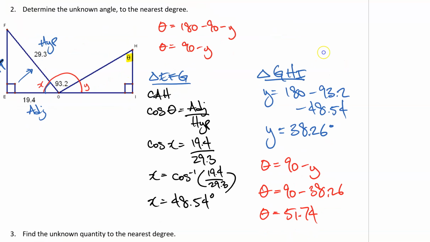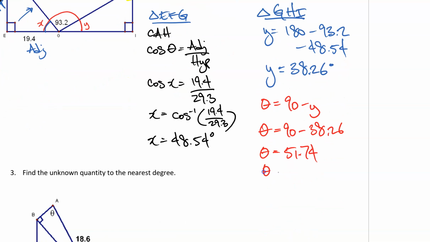And just double check, we got to round to the nearest degree. I'm going to have to call this theta is equal to 52 degrees. Okay. All right.